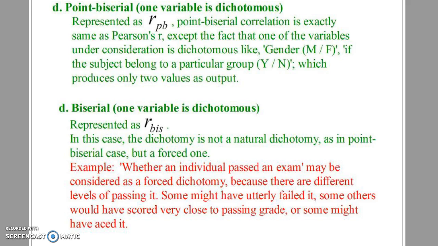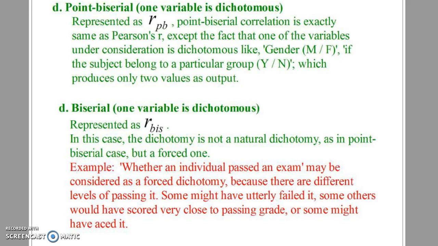But in biserial, your dichotomous is an artificial dichotomous or forced dichotomy. That means, let's say, if you want to make a category of pass and fail, that is a dichotomous, right? But pass and fail depends on what my cutoff is. I can make my cutoff to be 70%. So anything above 70% is pass, anything below 70% is fail. But in another case, it could be 60%. So it is not a natural dichotomy, but it is actually a forced one.